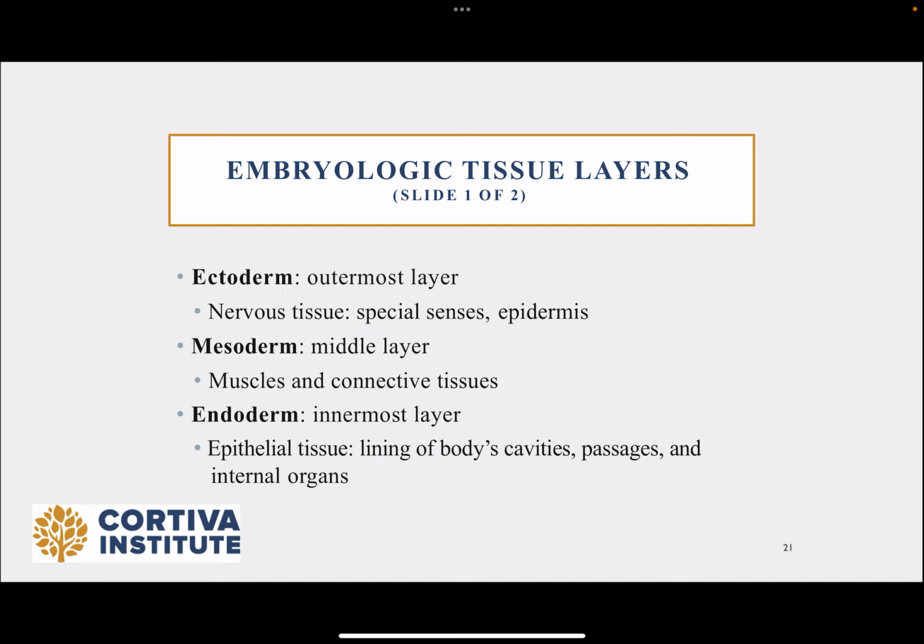Here is a bit more on embryologic tissue layers, right? So embryologic, I wonder what that could be. I'll let you figure it out, right? So we have the ectoderm. The ectoderm is the outermost layer of that tissue, right? It's going to help contain, for instance, with nervous tissue, the special senses and the epidermis. We have the mesoderm. This is in the middle, which is going to consider things like muscles and connective tissue. We have endoderm, the innermost layer, right? Helping things like epithelial tissue, lining the body's cavities, passages, and internal organs.